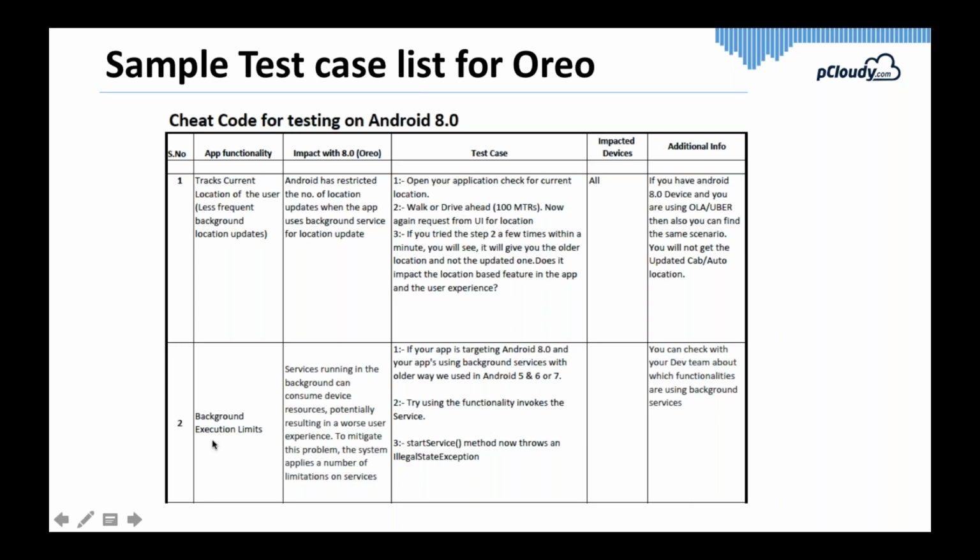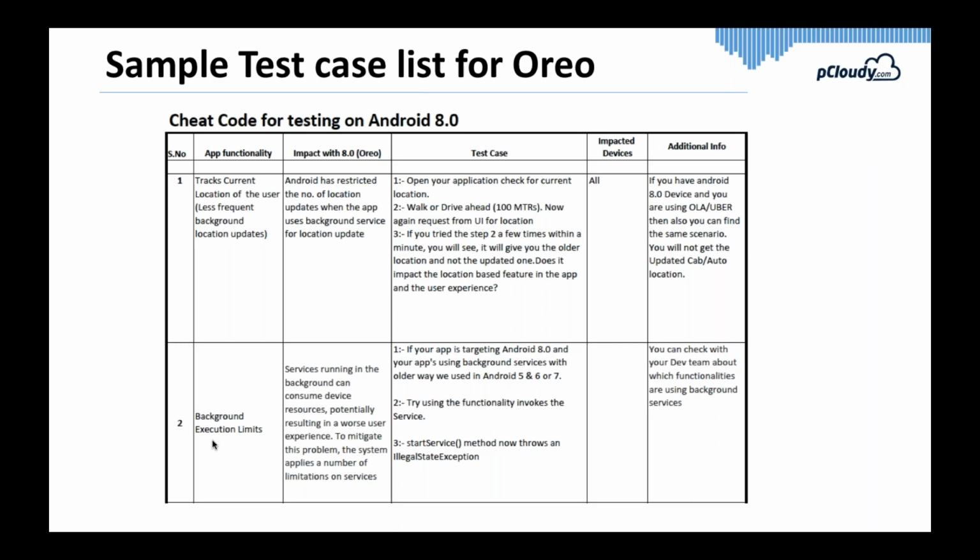The second one is a similar change, the background execution limit, again to improve performance and battery life. Android has restricted the number of background executions that you can do for your services. So you'll have to talk to your development team to understand which of your app functionalities are using background services. And if you know those functionalities, you can start testing them specifically rather than testing everything in one go.